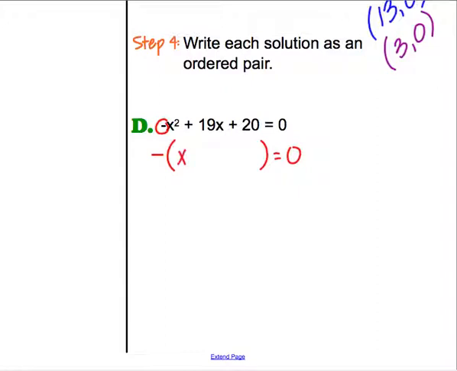So now we've got x squared minus 19x minus 20. So I need to make my t-table. I need to multiply to negative 20. I need to add to negative 19.